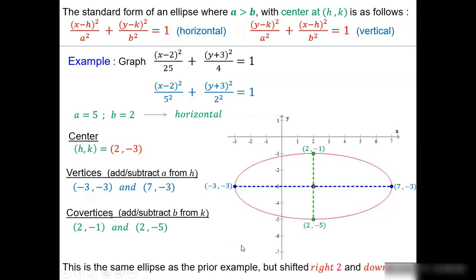So notice that this is the same ellipse as the prior example that we had, but instead of it starting at the origin and spreading to -5 and +5, the center has now changed to +2, -3. So this graph is the same graph, except it's shifted right 2 and down 3.